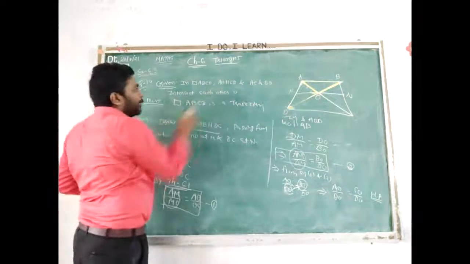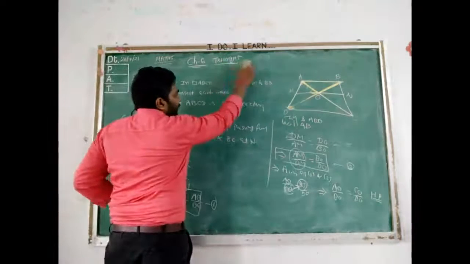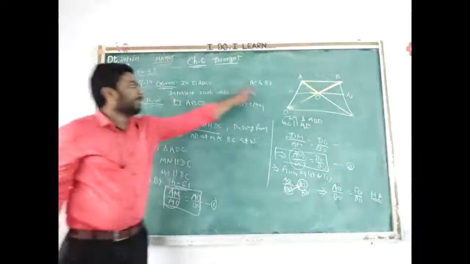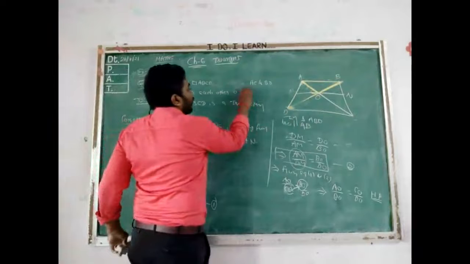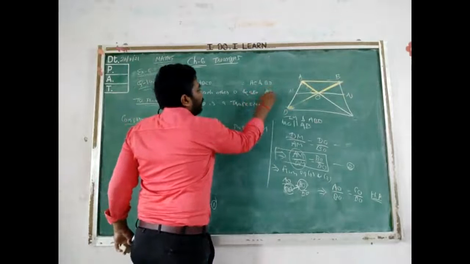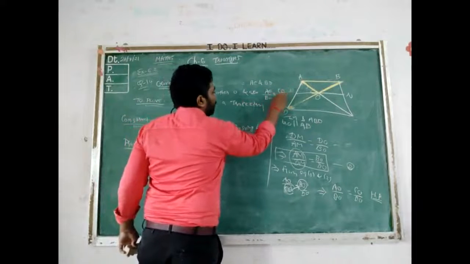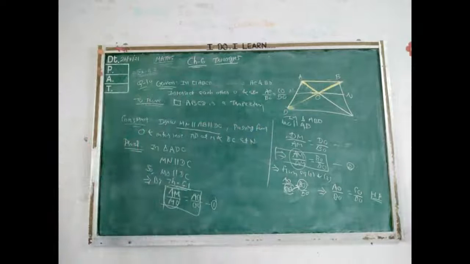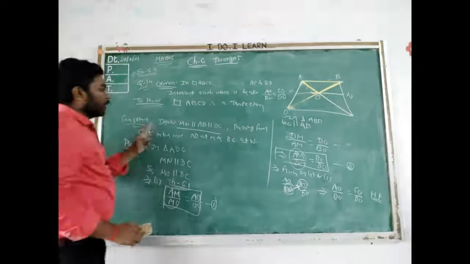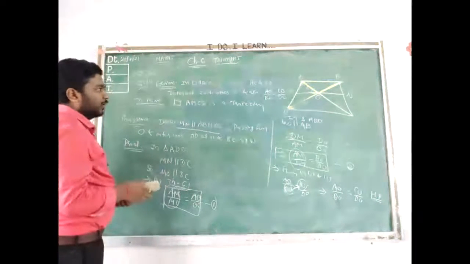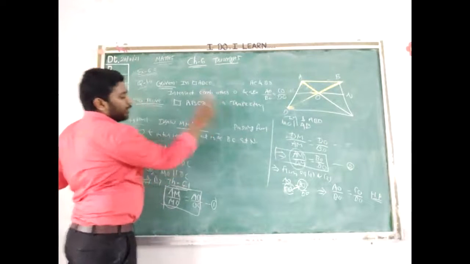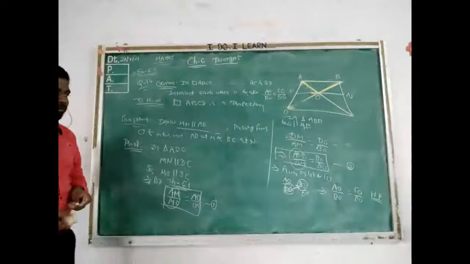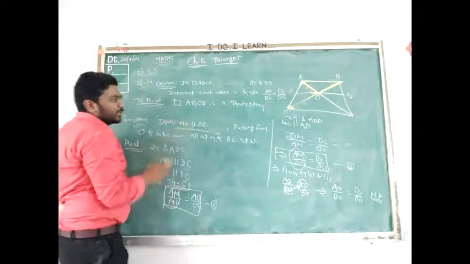For that, in quadrilateral ABCD, AB is parallel to CD, which is not given. AC and BD intersect each other at O. This is given to us. And also AO upon BO is equal to CO upon DO. This is given to us. Now we have to draw, we can say here also MN is parallel to AB. We are just drawing the line, or you can just write this construction as well.